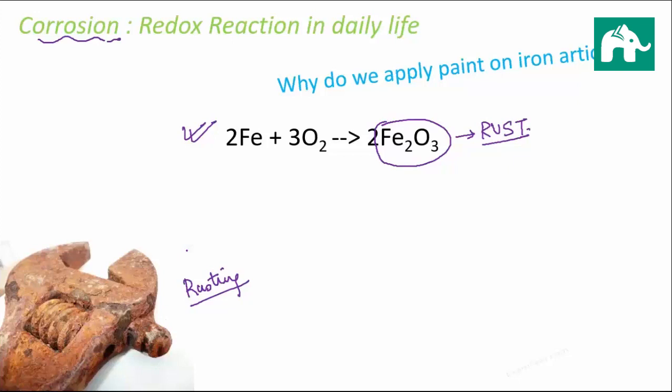Now, can you answer this? Why do we apply paint on iron articles? To prevent rusting, because the moment we apply paint on iron articles, we are in a way trying to break the contact of iron with the oxygen in the surroundings, and that's how we are trying to prevent rusting. So that's the reason we generally paint iron articles.